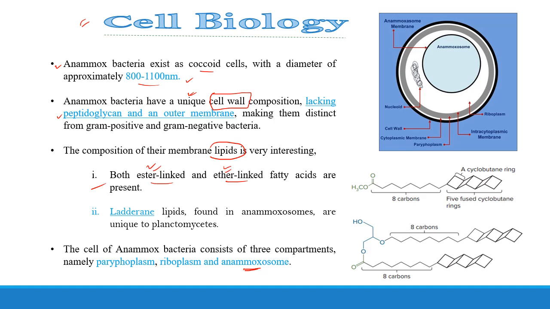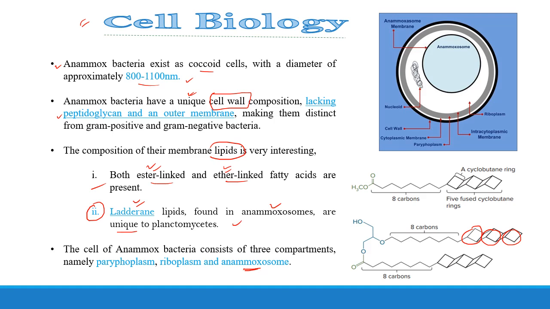Another most important lipid found in the Anammox bacteria is known as the ladderane lipid. Why this name? There is a ladder-like structure, like here you can see the ladder-like structure found in them. That is why we call it ladderane lipids. It is found in the Anammoxosome and is unique to Planctomycetes, the phylum of the Anammox bacteria.